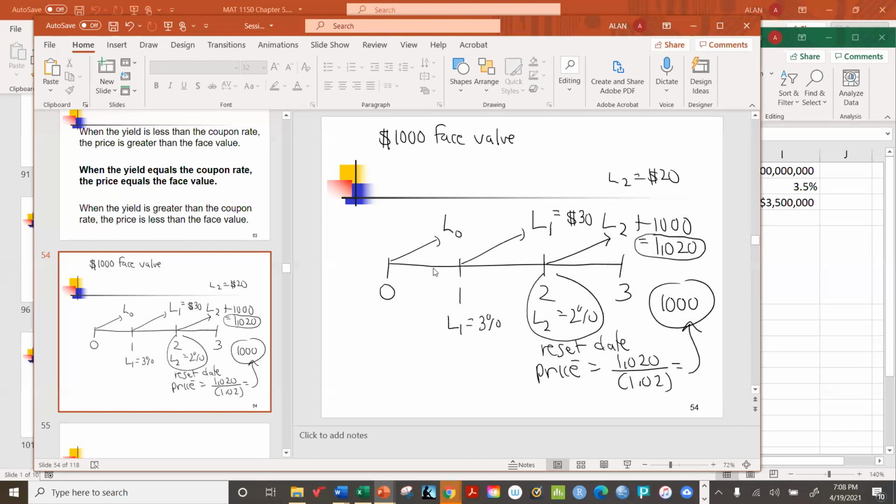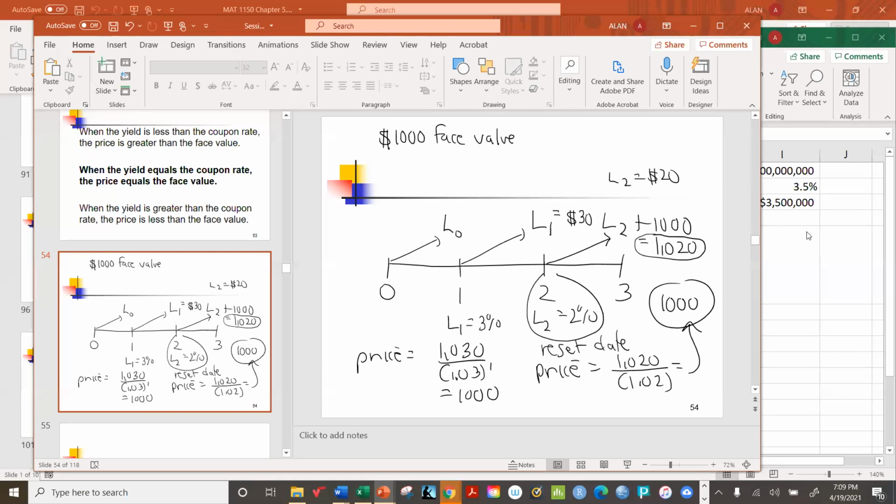Now, the same thing is true at these other dates because, for example, at time L1, we know that we're going to get a $30 coupon in 1 year, and we know that the face value of the bond is $1,000. So we can make the case that on this reset date, the price of the bond in the market should be 1,030 over 1.03. And that's also equal to $1,000.